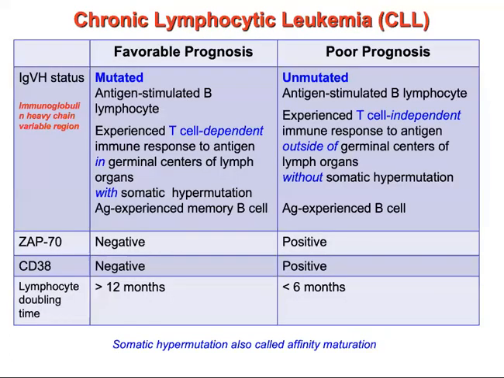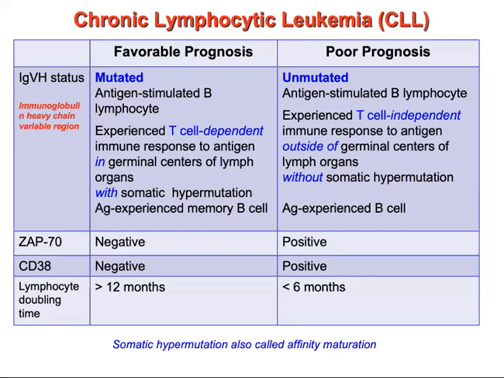So with that said, those are very, very important. Okay, so mutated immunoglobulin heavy chain or unmutated. All right, so mutated will give a good prognosis. Unmutated will not give a good prognosis. It is a more aggressive course of disease.